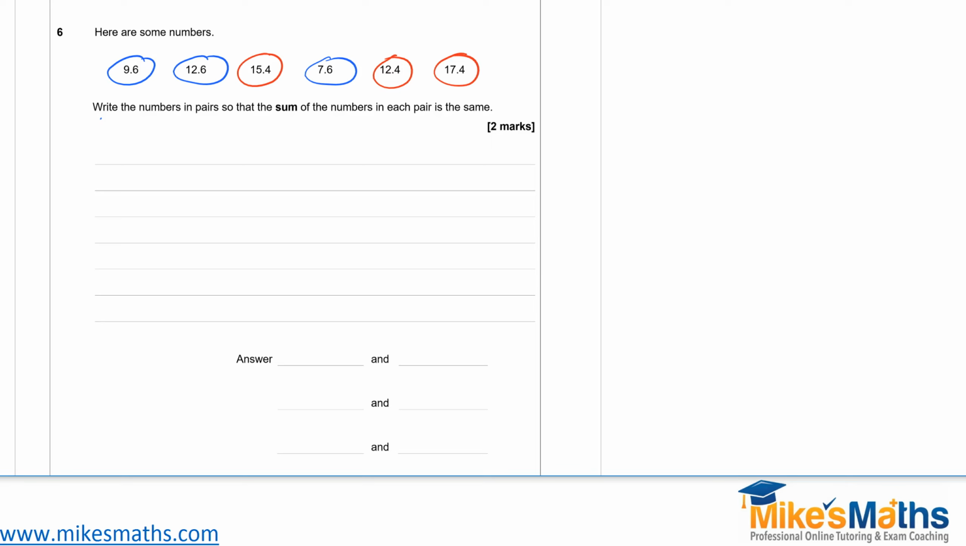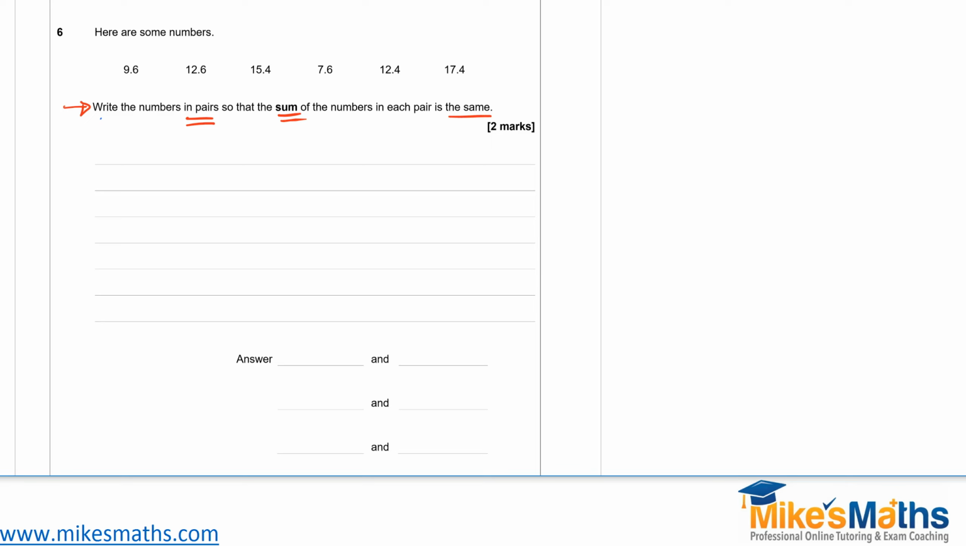All right, so that's interesting. We don't know why yet, but the point is that it says here are some numbers, and we've taken the time to take a look. That's good exam technique before we read this bit. Write the numbers in pairs so that the sum of the numbers in each pair is the same. Might need to read that again.